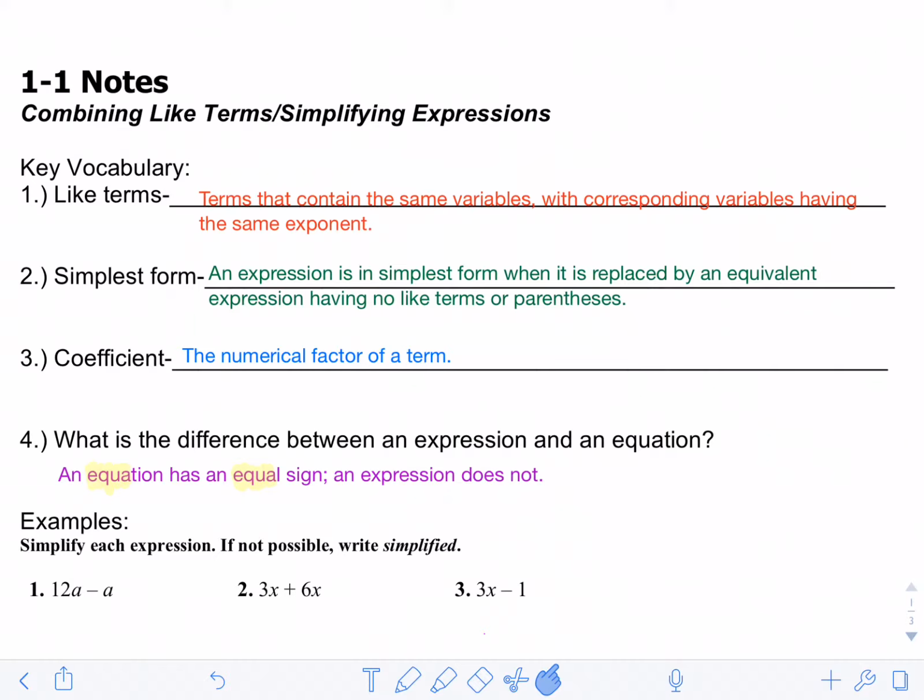And the last one, the question was, what is the difference between an expression and an equation? An equation has an equal sign, so that's why equate and equal, they both have the EQ-A that I have highlighted there. An expression does not have an equal sign with it.